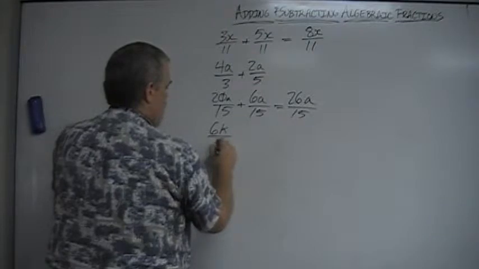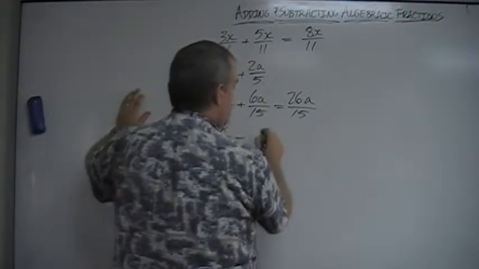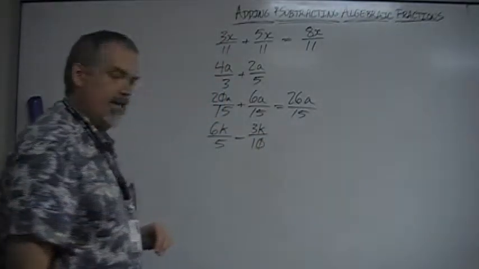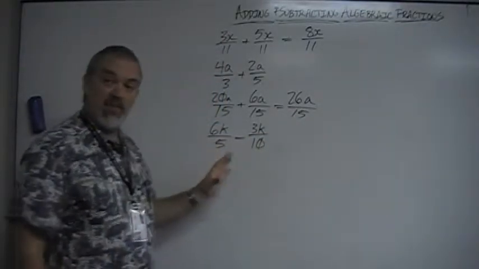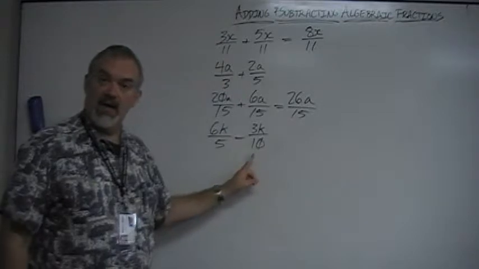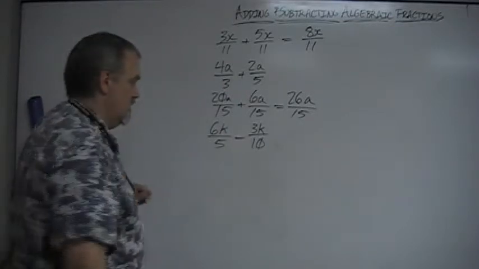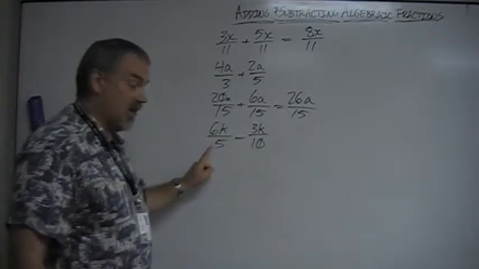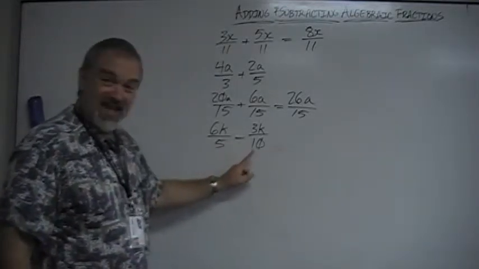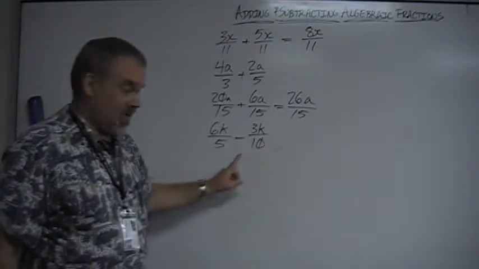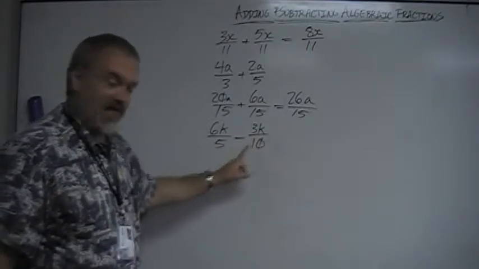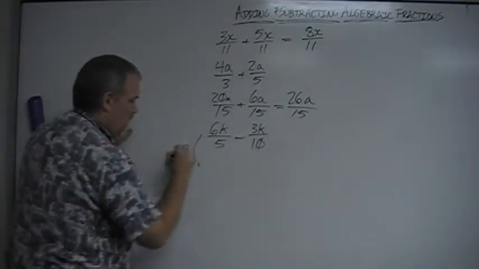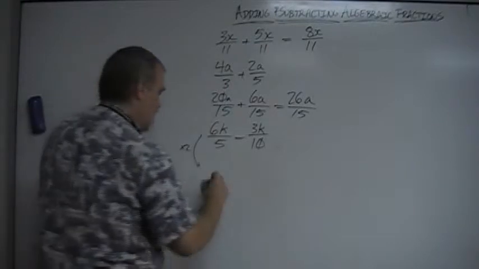6k over 5 minus 3k over 10. Now, exactly the same process. The fact that it's a minus in the middle doesn't change how we do the process. What do we need? Now, we could multiply it together and get 50, but I think you can recognize that the lowest common denominator here is actually 10. Because 5 goes evenly in 10, so we're not going to have to multiply that. All we need to do over here is multiply by 2, top and bottom.